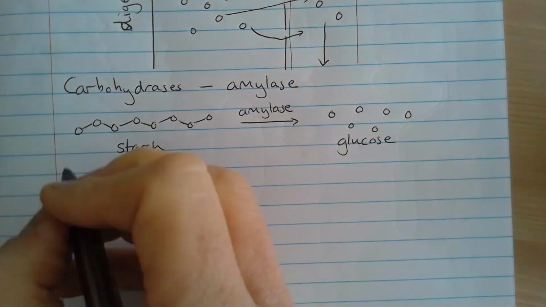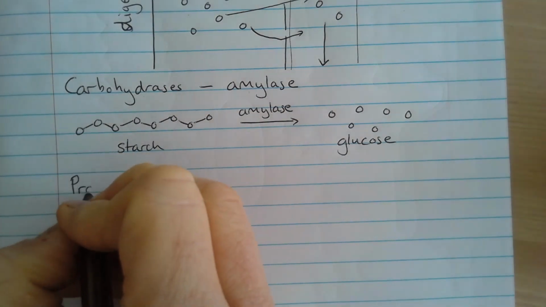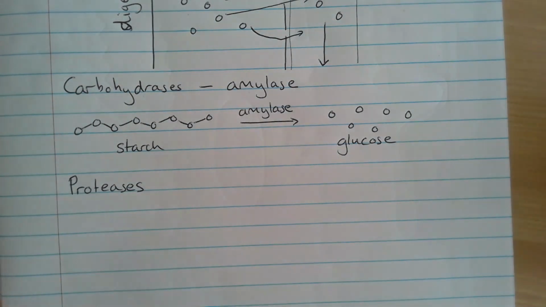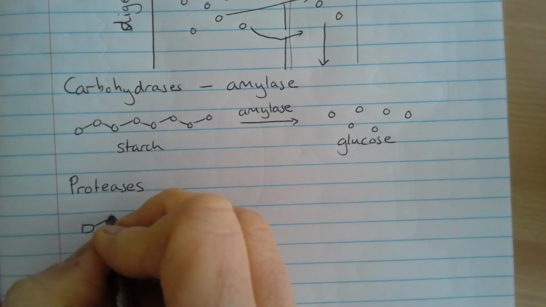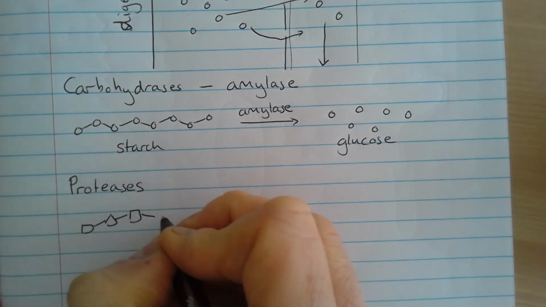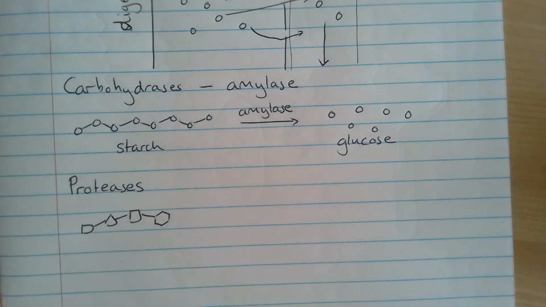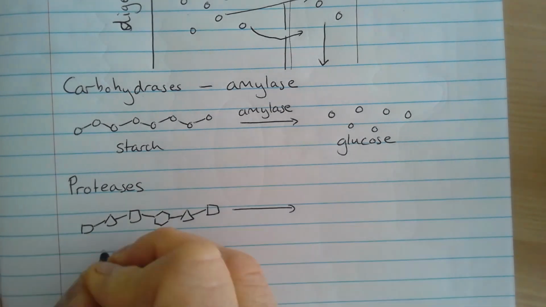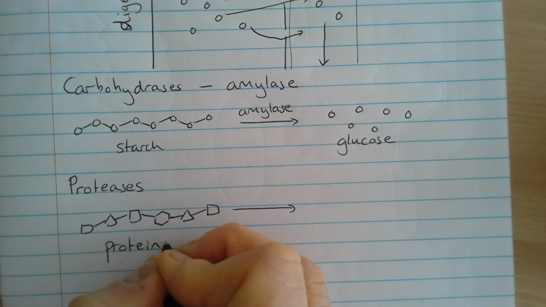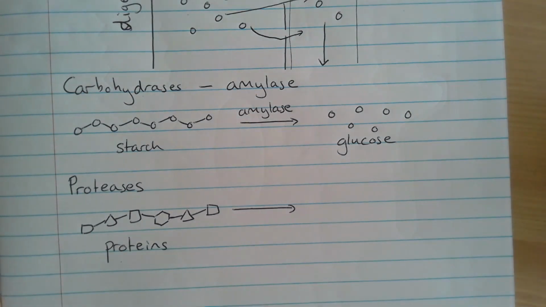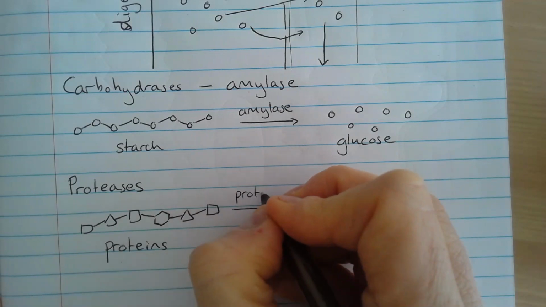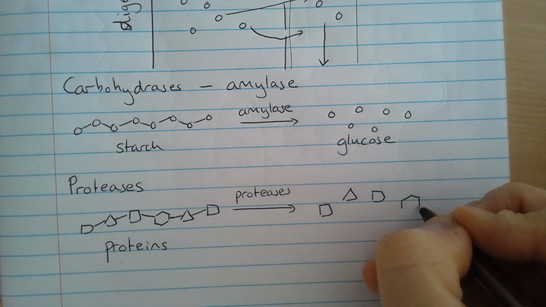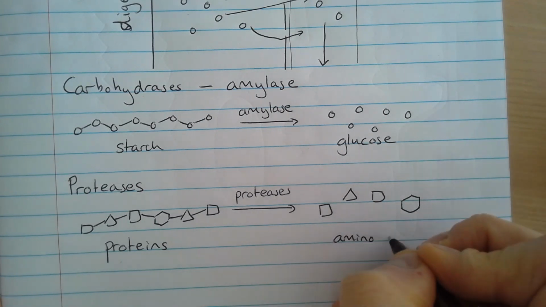The second type of food molecule that's broken up are proteins, and they are broken up by proteases. Proteins are long food molecules that are actually made up of some slightly different shaped molecules. There's about 20 of them that occur in the human body. So this is a diagram that represents a protein or some proteins, and those proteins are broken up by proteases into small molecules called amino acids.